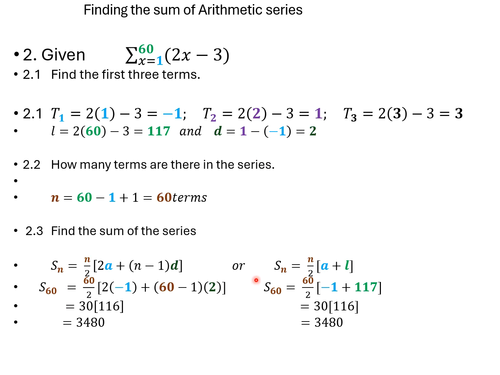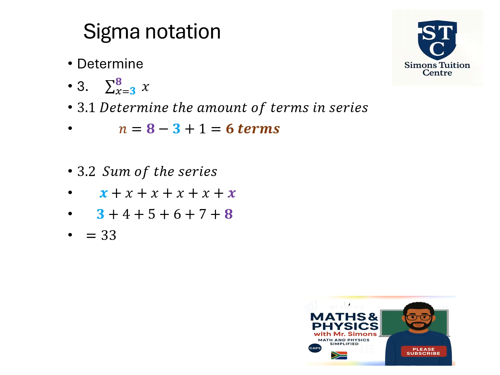Or I can say Sn equals n over 2 times a plus l, where n again is 60. My first term was minus 1. My last term was 117. So 117 minus 1 gives me 116. 116 times 30 gives me 3480. Right, let's go look at another problem.